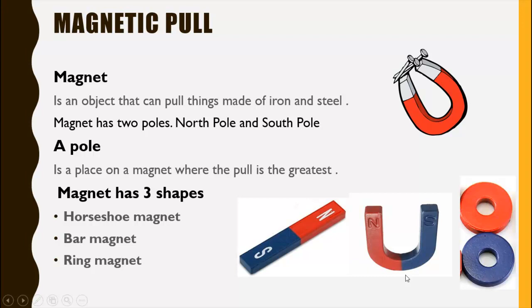So again, a magnet is an object that pulls things made of iron and steel. Each magnet has two poles, North Pole and South Pole. And the pole is the place on a magnet where the pull is the greatest. And the magnet has three shapes: horseshoe magnet, bar magnet, and ring magnet.